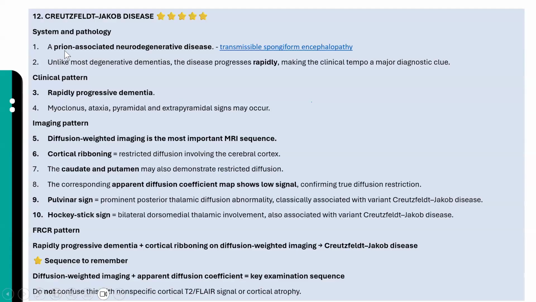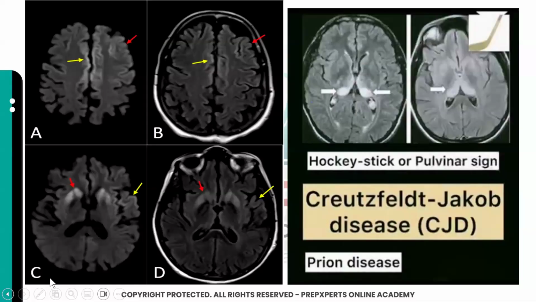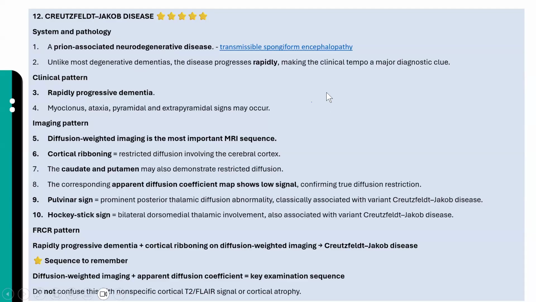So last two diseases. Prion disease, this is another very important disease that comes up in the exam. So this is due to prion, and this is transmissible spongiform encephalopathy. Unlike most degenerative dementias, the disease progresses rapidly, making the clinical tempo a major diagnostic clue. So if you are told that there is a disease that is very fast to deteriorate, that is a clue to this disease. Rapidly progressive dementia, myoclonus, ataxia, pyramidal and extrapyramidal signs may occur.